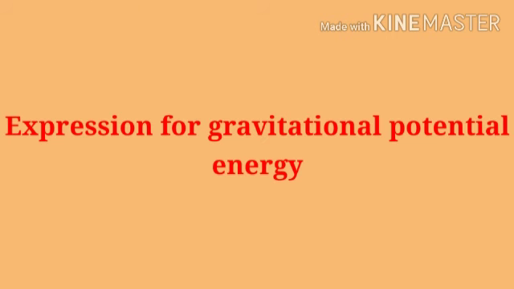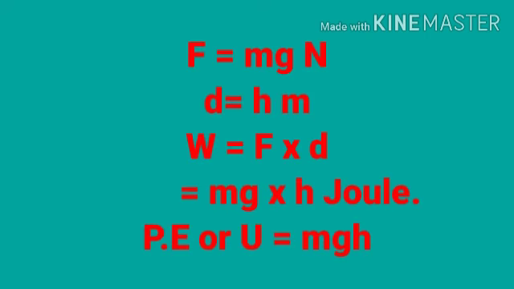Now children, today we will see the expression for the gravitational potential energy. Let a body of mass m kg be moved from the ground to a height of h meter. The minimum upward force required to move the body will be equal to the force of gravity on the body, acting vertically downwards. If g is the force of gravity on a mass of 1 kg, then the force of gravity on mass m kg will be F equal to mg Newton, and the distance moved is h meter.